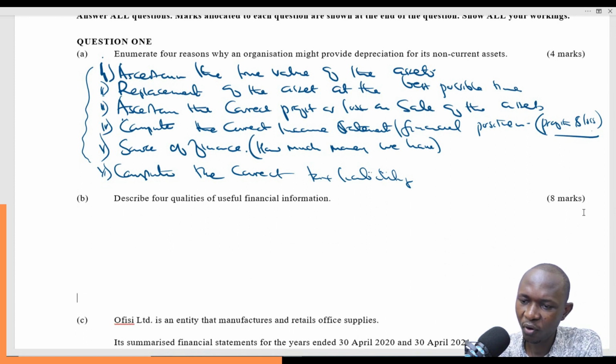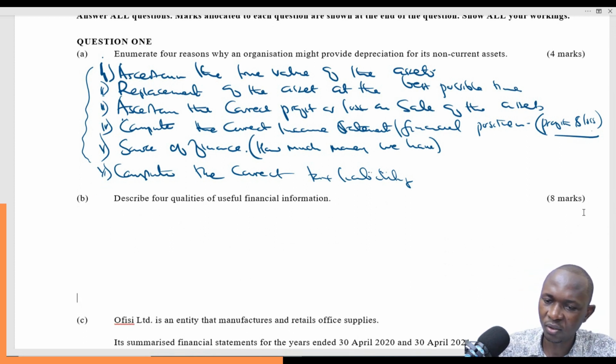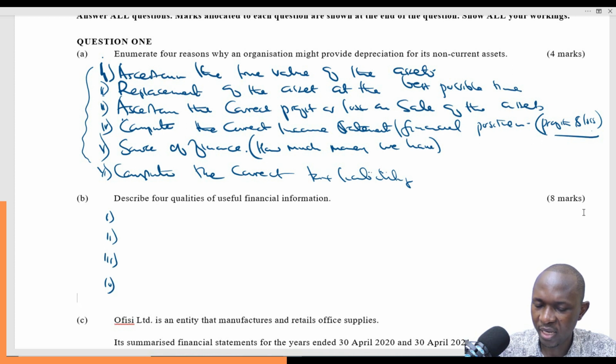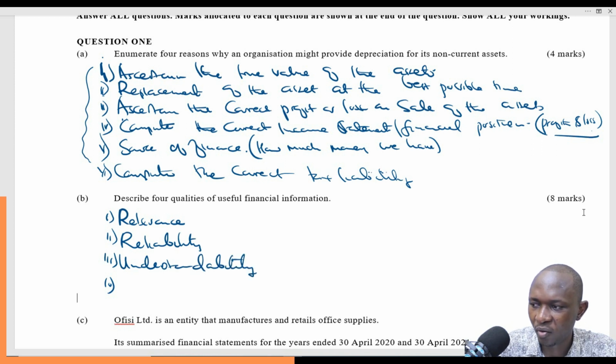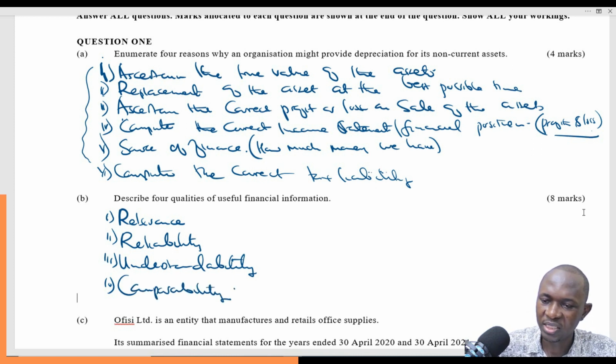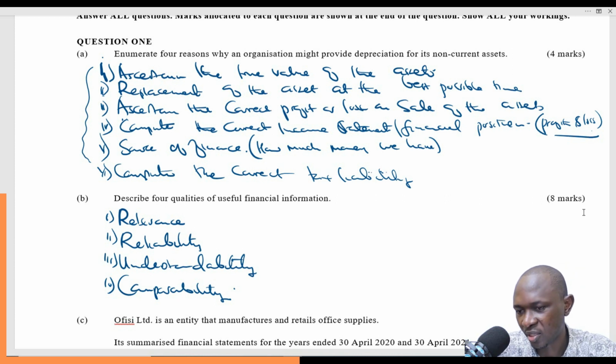Describe 4 qualities of useful financial information. We've answered this question so many times, it keeps on repeating, but we will not tire of answering. Number 1 is relevance. Number 2, reliability. Number 3, understandability. And number 4 is comparability. So this is just stating. What we've done is stating, but we are supposed to describe.